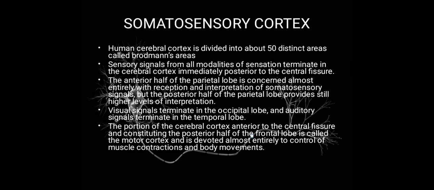The anterior half of the parietal lobe is concerned almost entirely with perception and interpretation of somatosensory signals, but the posterior half of the parietal lobe provides still higher levels of interpretation. Visual signals terminate in the occipital lobe and auditory signals terminate in the temporal lobe. The portion of the cerebral cortex anterior to the central fissure, constituting the posterior half of the frontal lobe, is called the motor cortex and is devoted almost entirely to control of muscle contractions and body movements.